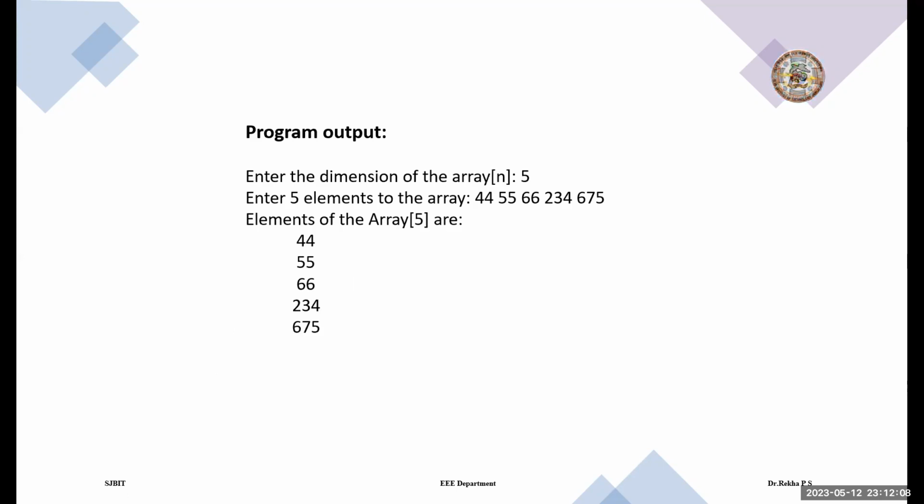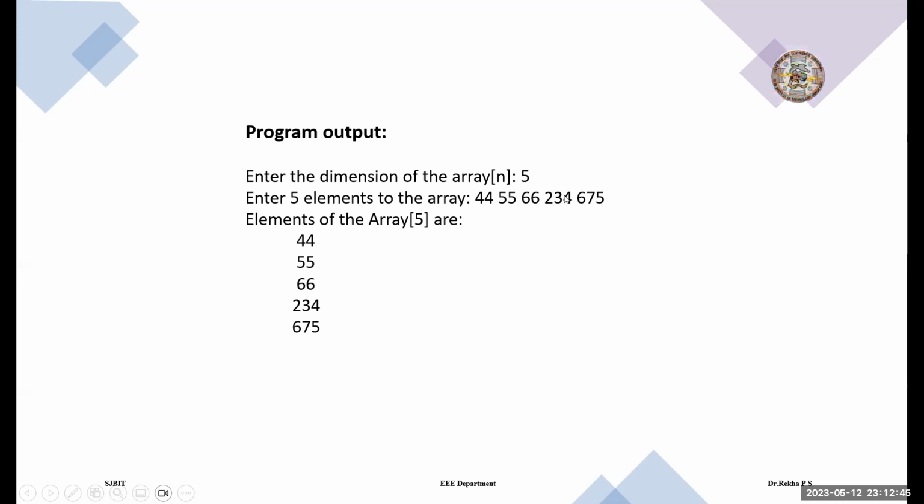Now, whatever I have shown about how to read and write, let me show you the output also. For example, if I enter the dimension of the array as 5, then what will be the output? First, it will ask the user to enter the dimension of the array. So I have entered 5. Then it says enter 5 elements to the array, and I have entered all these values: 44, 55, 66, 34, 675. Like this, continuously, I have entered all 5 elements.